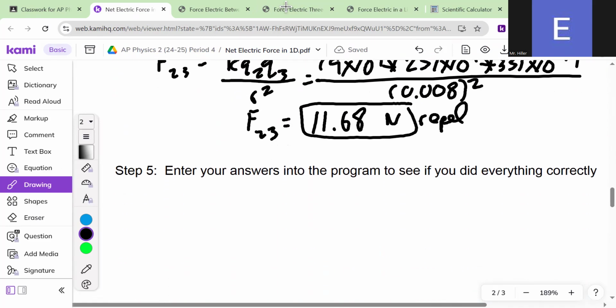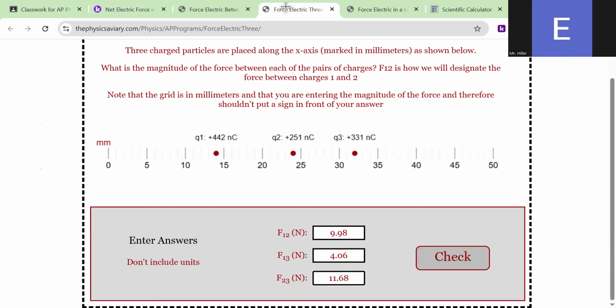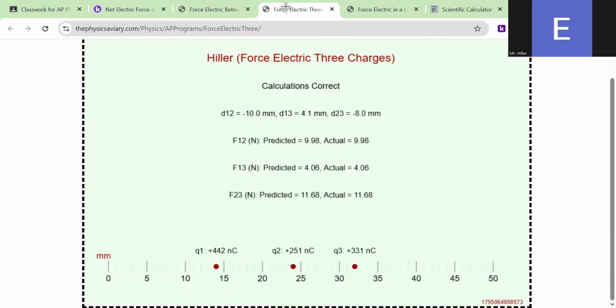Okay, and then step 5, of course, is just to enter these in the program and see how we did. And there you go. I was able to get them right. Hopefully you were able to get them right as well.